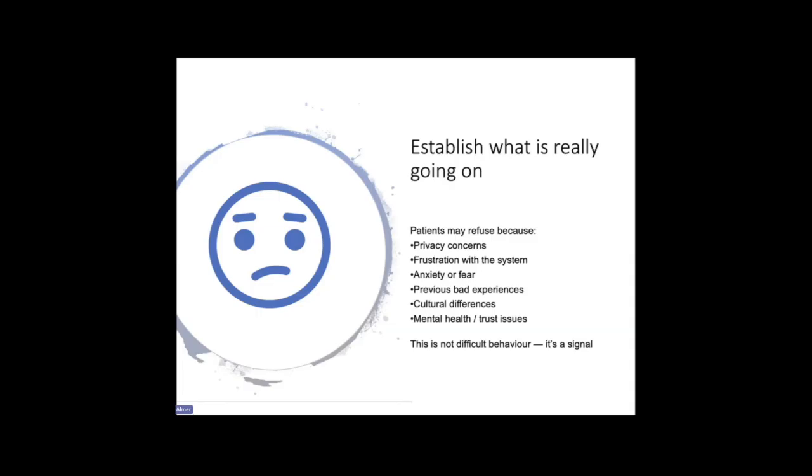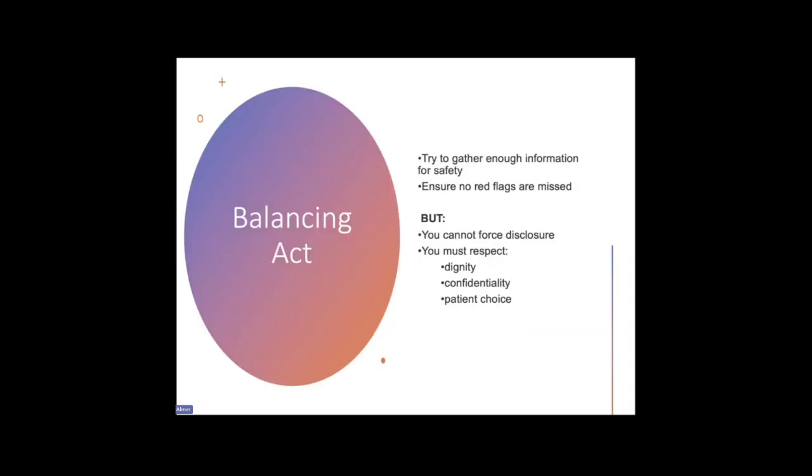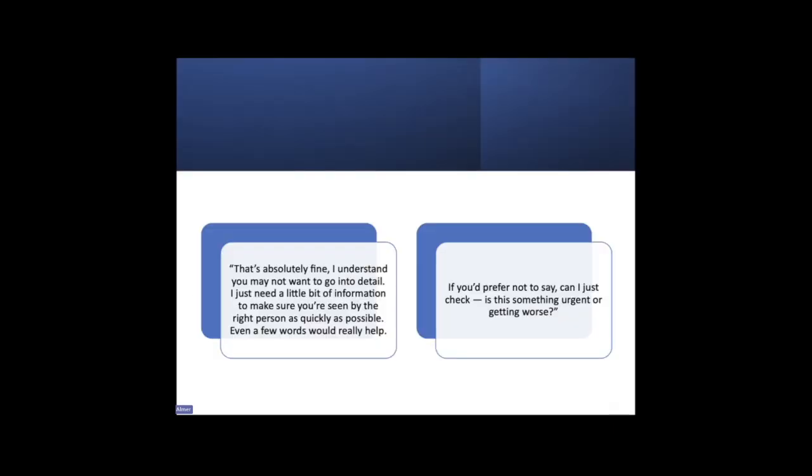And that is really important. So you really need to try to gather enough information, but at the same time you cannot force them to tell you information. So get enough information. If you're not sure, you're going to be escalating this. And you can say, look, I completely understand you don't want to talk to me because you're going to talk to the clinician, but I just need a bit more information to make sure that I can get you seen by the right person as quickly as possible. So even a few words just to help me, so that when I'm sending it to the clinicians, they have a bit of an idea of what's going wrong.